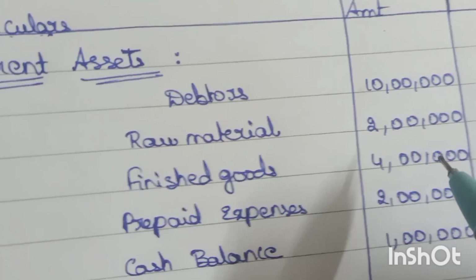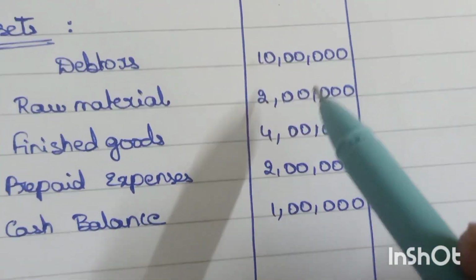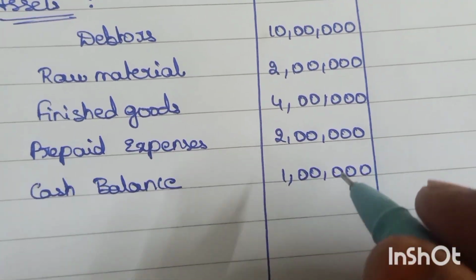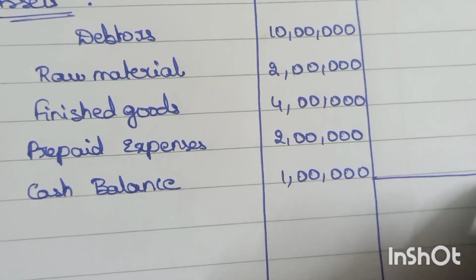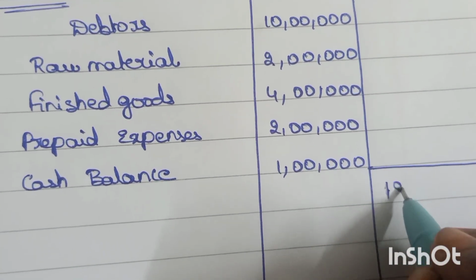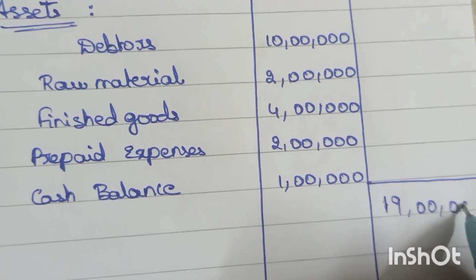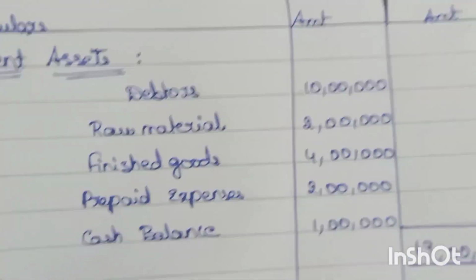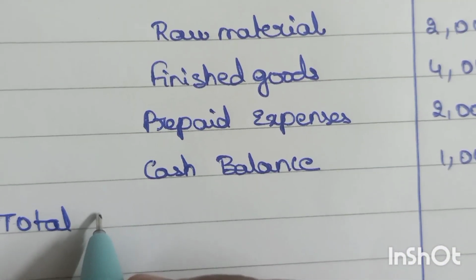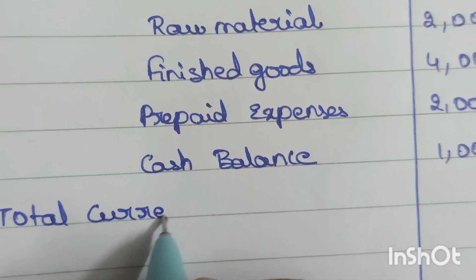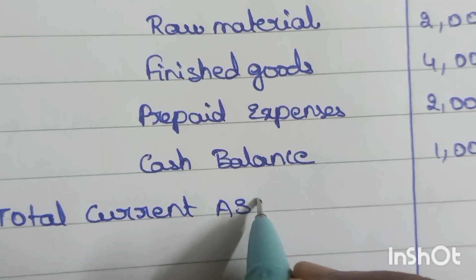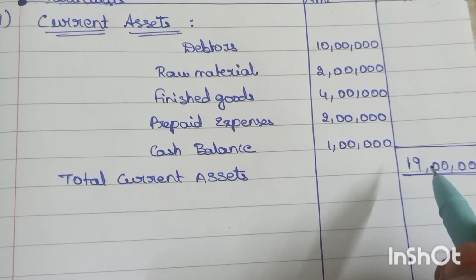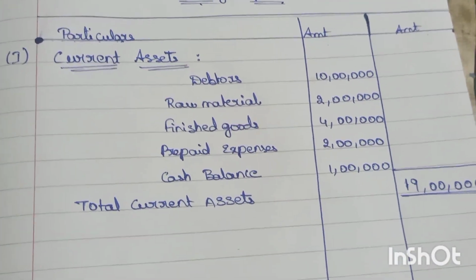Now we calculate the total of debtors, raw materials, finished goods, prepaid expenses and cash balance. When we calculate this total, we get 19 lakhs. So this 19 lakhs is the total current assets. Now we have the total current assets.